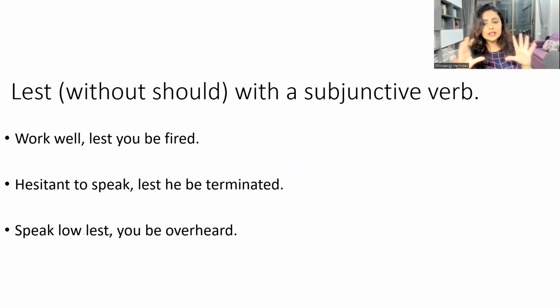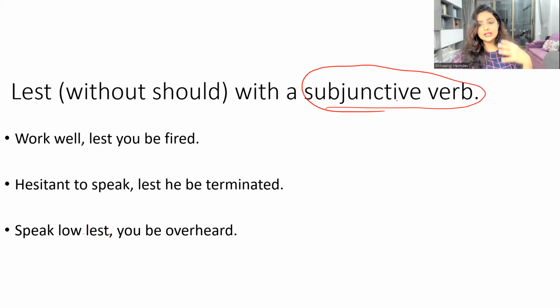Now, so far, when it comes to lest, we have seen sentences wherein we take the verb should. However, you can make sentences with lest but without should. Instead of should, you can settle for a subjunctive verb. A subjunctive verb is any verb that helps you in your imagination. When I say, I wish I were Narendra Modi, were in this sentence is a subjunctive verb.